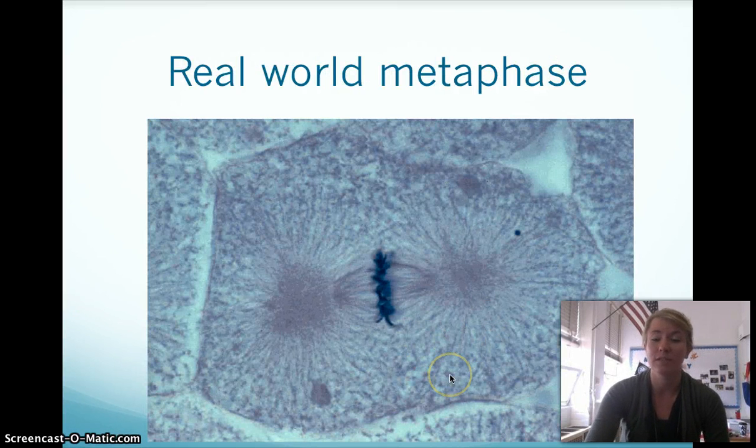This is what real-world metaphase looks like. So this is a real picture of a cell with all the chromosomes lined up right in the middle. Remember, the cell's 3D, so it doesn't look like X's, but they're all stacked up right there. And they're all attached by the spindle.